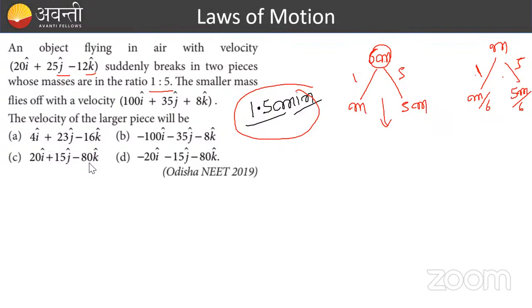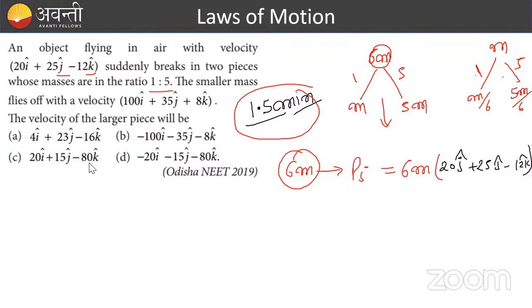Just assume the initial mass. So what is the initial momentum in the three directions? So the initial mass 6m into the velocity. So what is the velocity? It is 20 i cap plus 20 j cap plus 12 k cap, right? This is done.